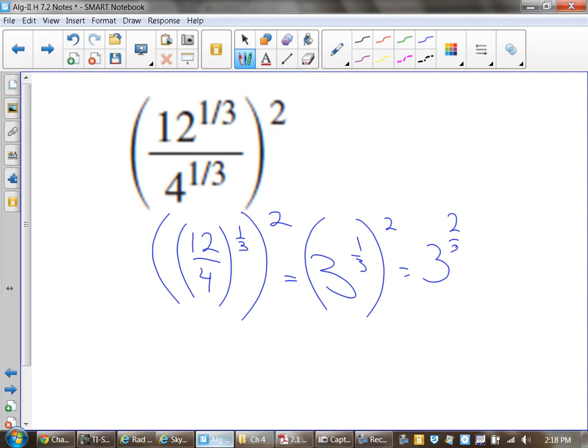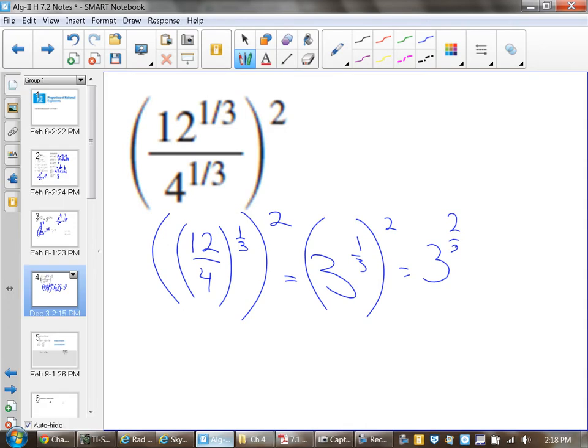Wait, don't you have to distribute the second power through? No, because it's power to power. When you have power to power, you just multiply your exponents and you're done. That's all it is.